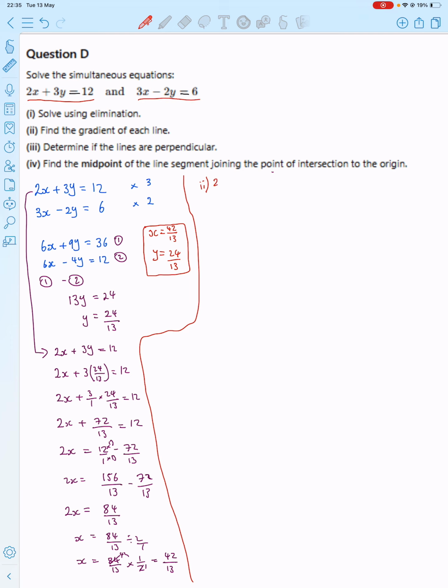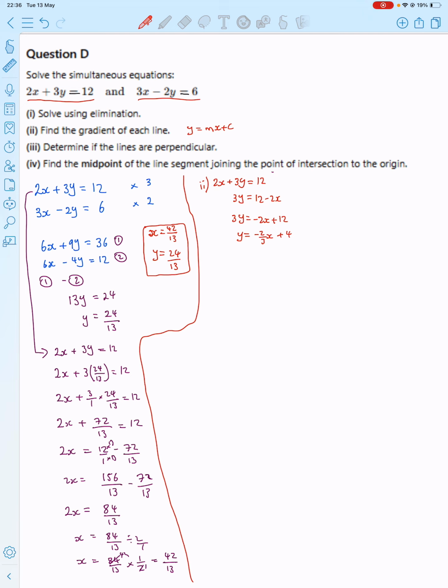So we have 2x plus 3y equals 12. We need to rearrange this into the form y equals mx plus c. So taking away 2x from both sides, we get 3y equals 12 minus 2x. Let's make it look a bit nicer: 3y equals minus 2x plus 12. Better to write it that way around so that it's in the form y equals mx plus c. Then dividing by 3, we get y equals minus 2x over 3, which is just minus 2/3 x, and then 12 divided by 3 is 4.